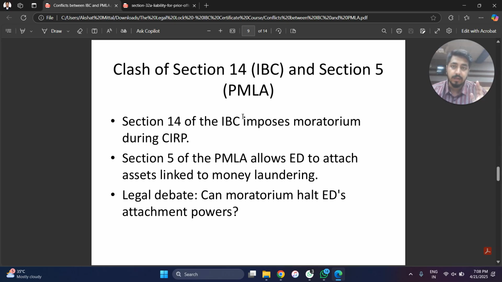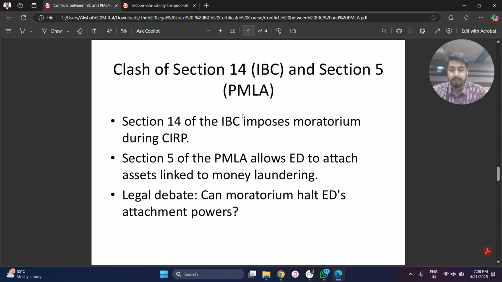But Section 14, in its specific terms, does not bar any criminal proceedings against the CD. So why should the attachment of property by the ED under PMLA be barred when Section 14 in clear terms has laid down the law that criminal proceedings are not covered under Section 14?